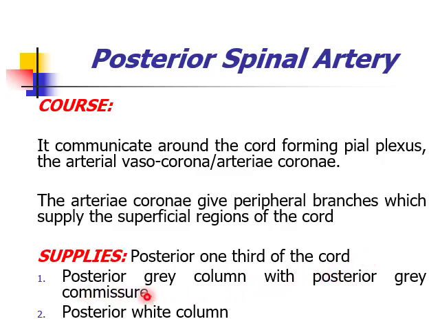So it supplies the posterior gray column with the posterior gray commissure, because the anterior gray column and the anterior gray commissure were supplied by the anterior spinal artery. It also supplies the posterior white column at this area.